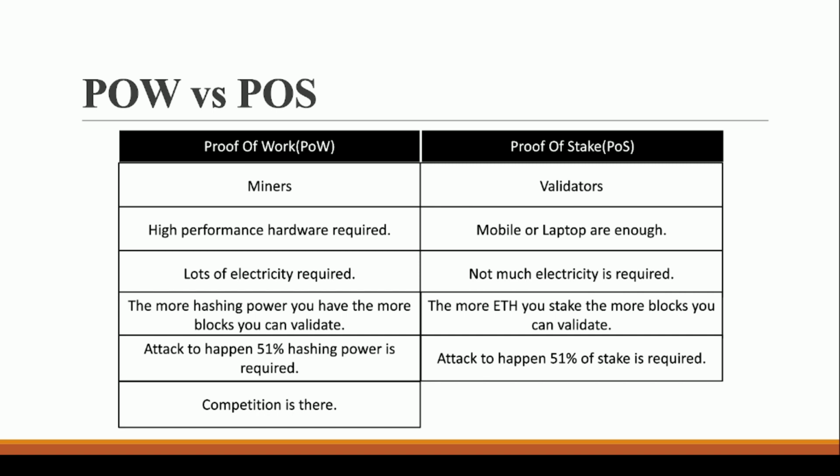If we talk about proof of work, competition is there, right? Everybody is competing with each other. While in case of proof of stake, there is no competition. It is a total random process of selection, right? So these are the differences between your proof of work consensus and proof of stake consensus.